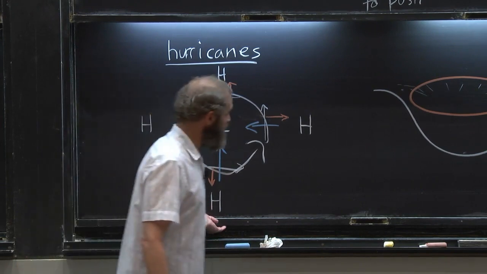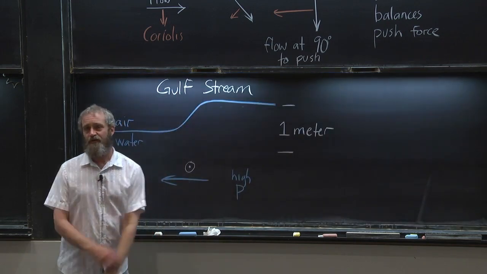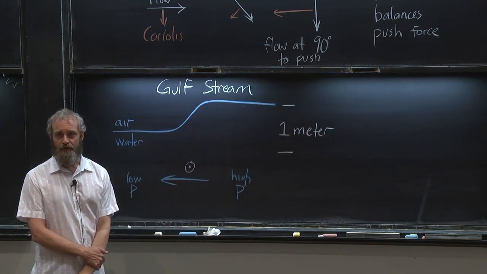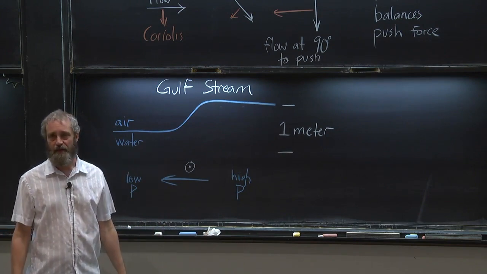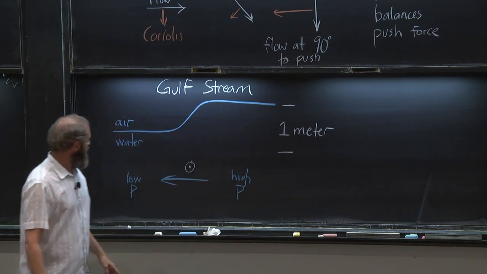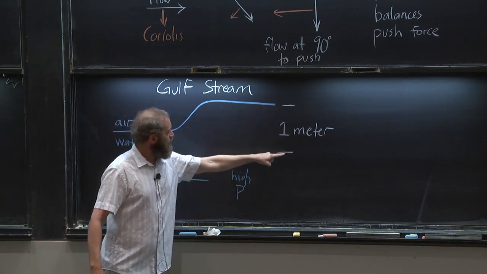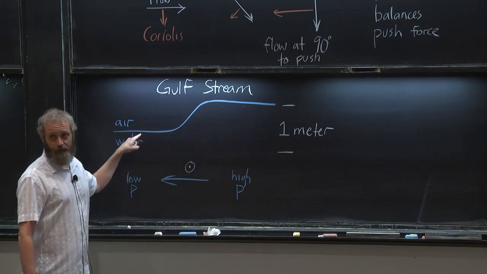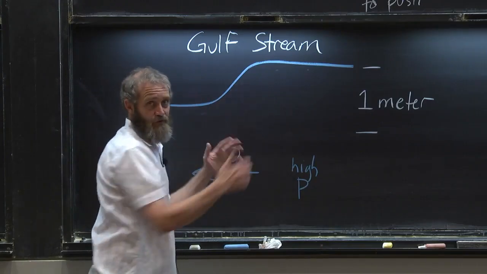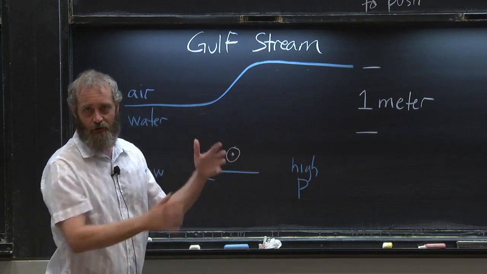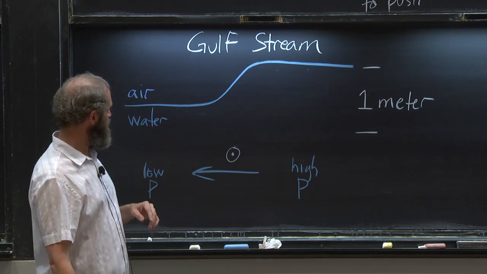You also see the effect of geostrophic motion in ocean flow. So the Gulf Stream is a giant river of water in the North Atlantic. And actually, the sea level is about 1 meter higher on one side of the Gulf Stream than it is on the other. It's a very wide feature, so you never see a wall of water a meter high. It's too spread out to be that obvious, but you can measure it.